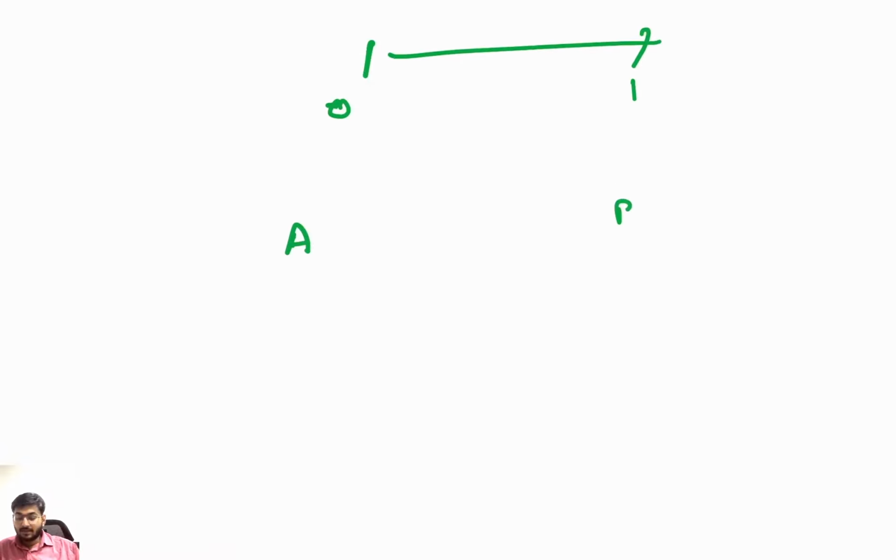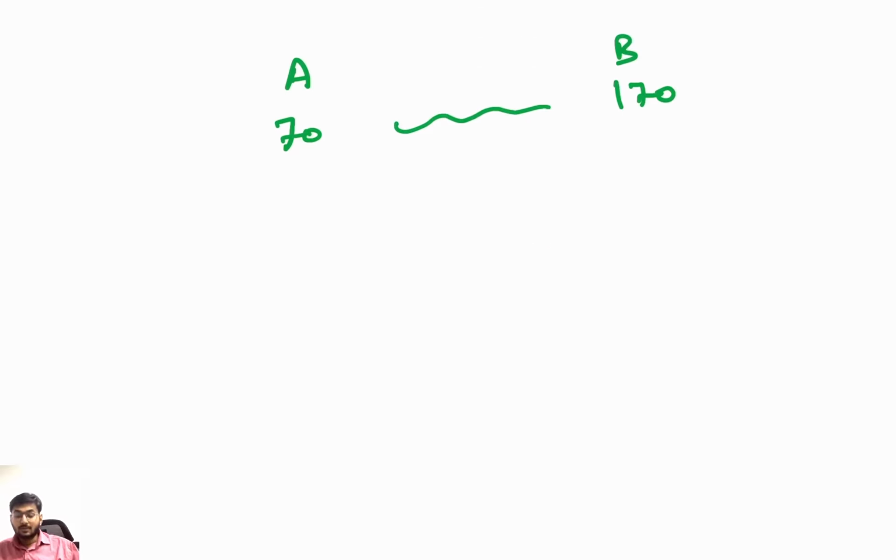Because company A and company B, suppose they have the value of 70 and they have the value of 170. So how will you compare them? So you will convert them into the same measurable level.